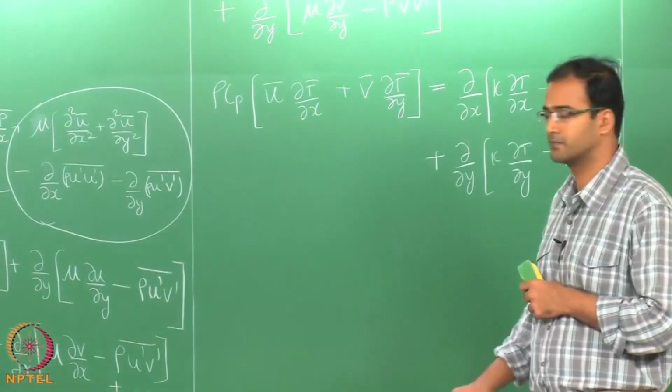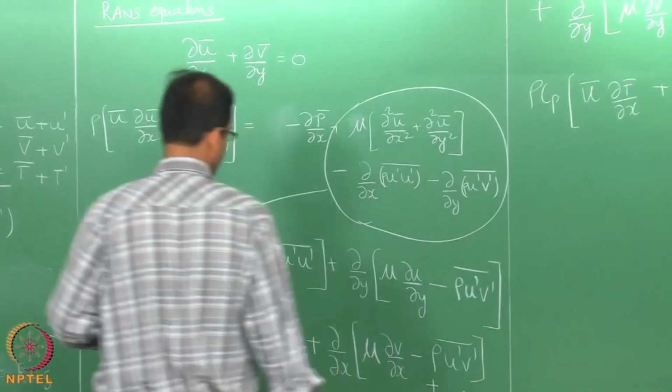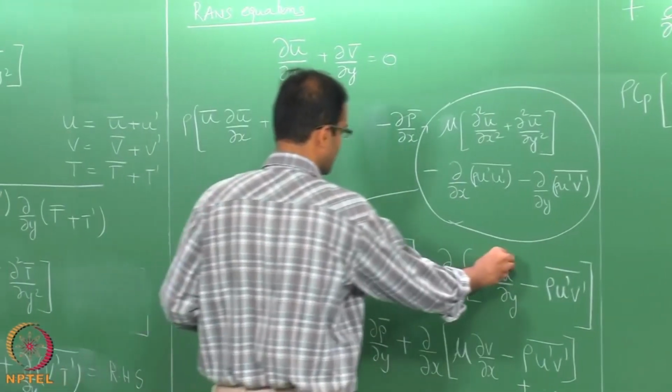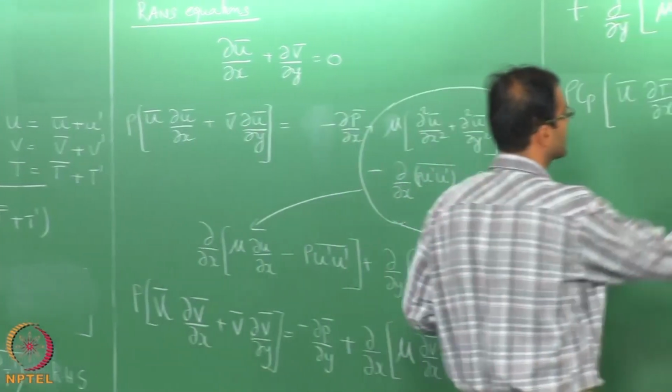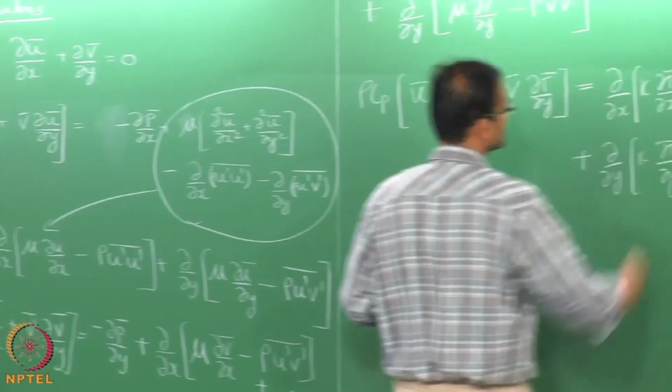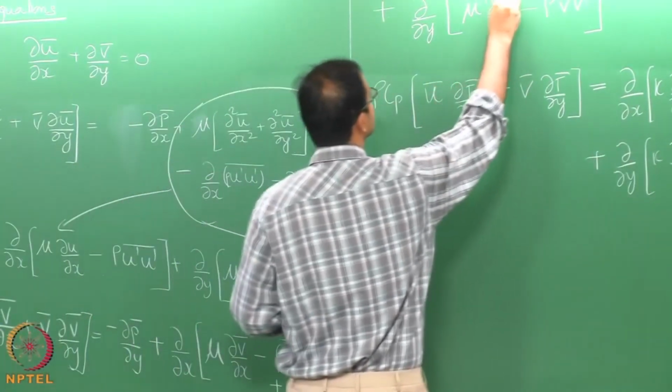Mu dU/dx should be U bar. Yes, all these are mean quantities. You are absolutely right, all these are mean quantities here also.